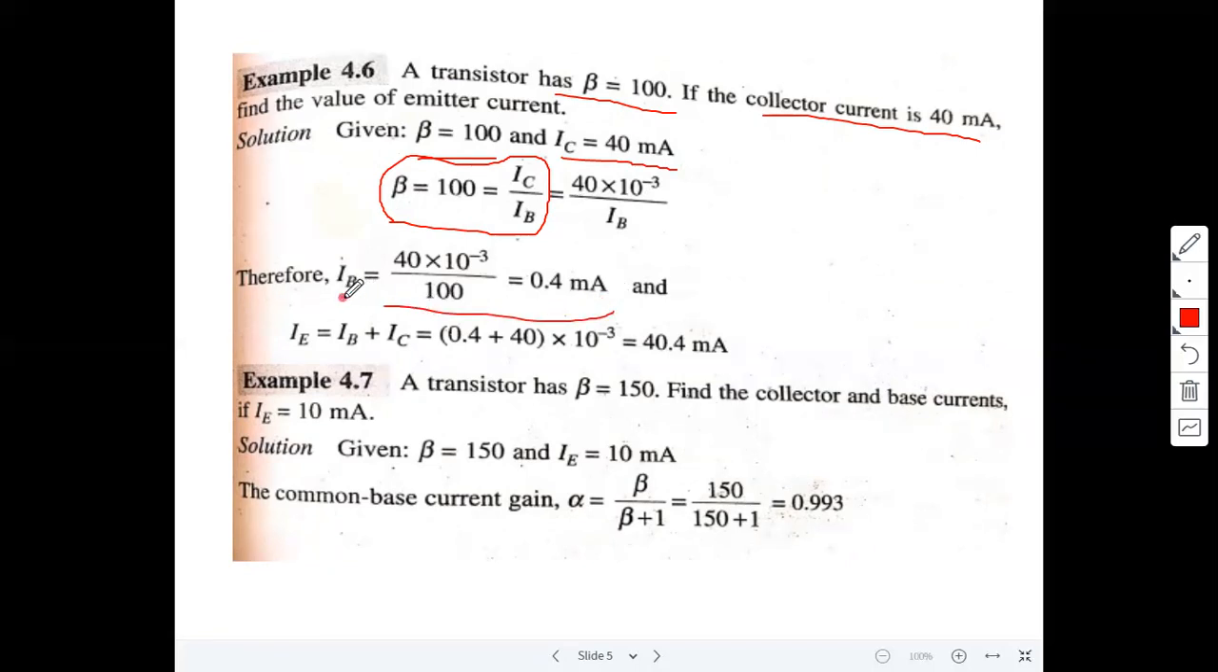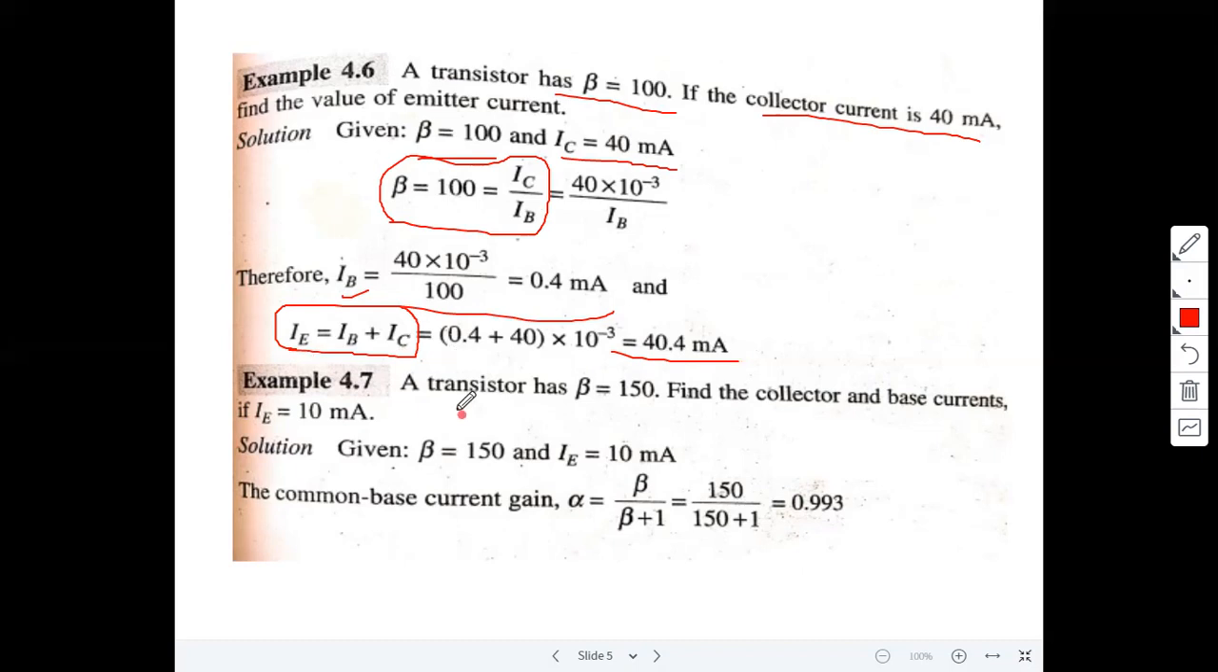Once you know the IB current, what is the relation here? Transistor relation: IE is equal to IB plus IC, that is equal to 40.4 milliamperes. Like that, in this problem a beta value and one current value, the collector current, are given. From beta is equal to IC by IB, once you know the beta and IC, we can easily calculate IB. Once you know the IB and IC, IE is equal to IB plus IC, that is equal to 40.4 milliamperes.